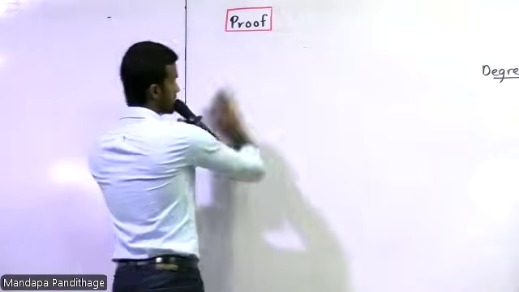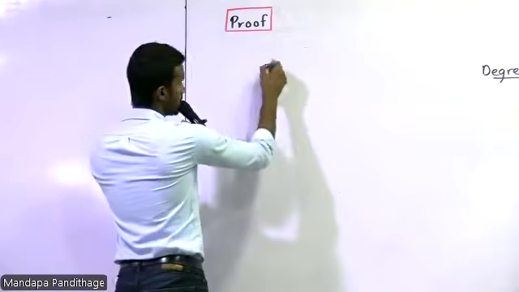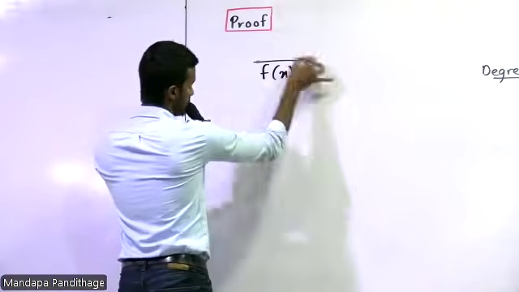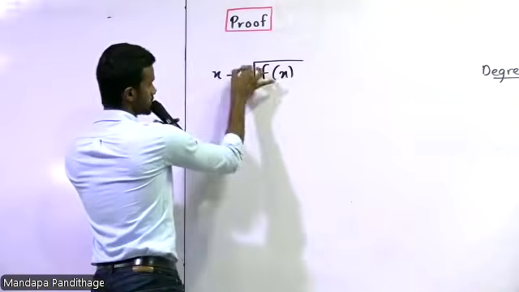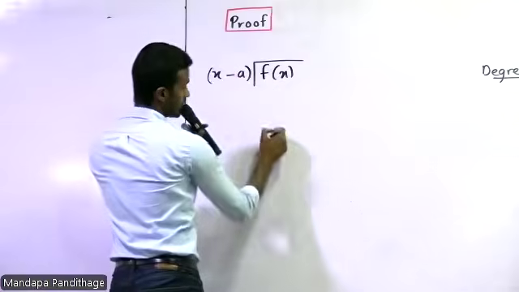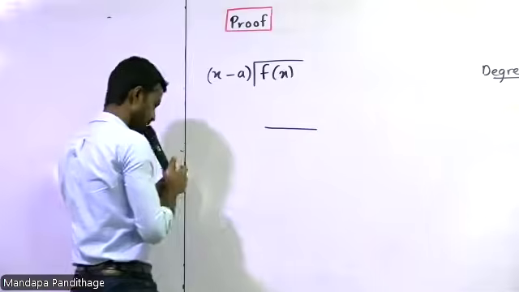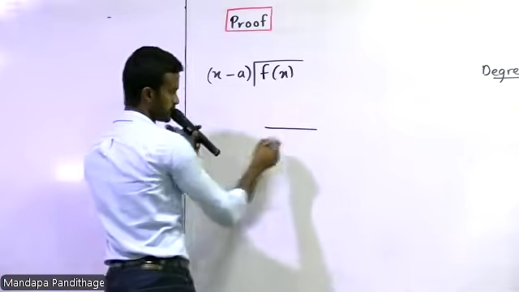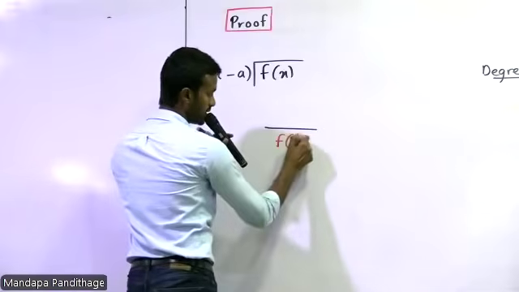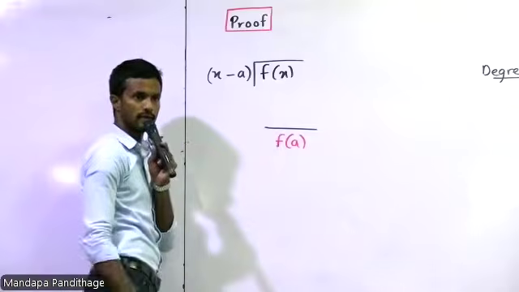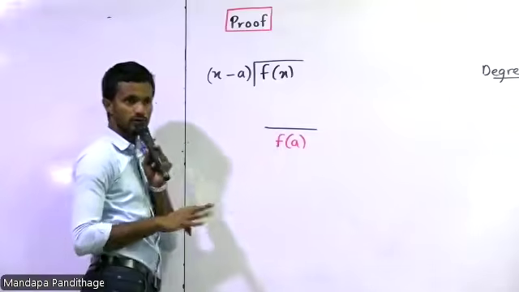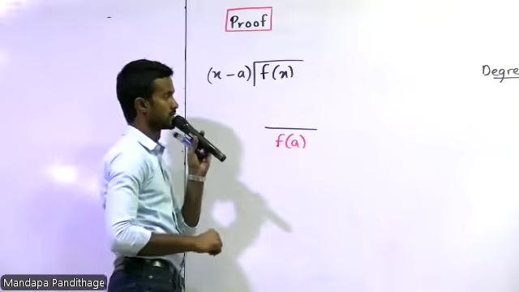So what does the remainder theorem state? It states that when f(x) is divided by x minus a, according to the remainder theorem, the remainder should be f(a). No? So according to the remainder theorem, the remainder is f(a). Now I'm going to prove this.